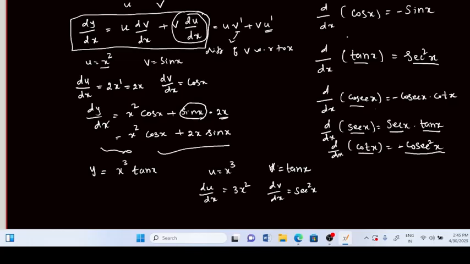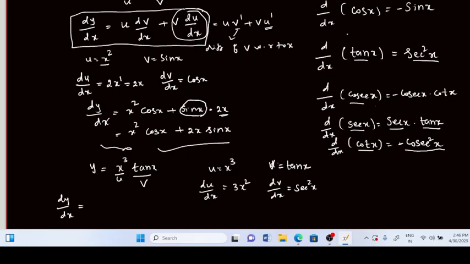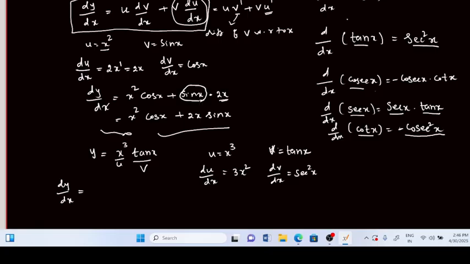So here this is u, this is v. So dy by dx we can write it as, I am not writing the formula because the formula is already written here. So this is the product rule.